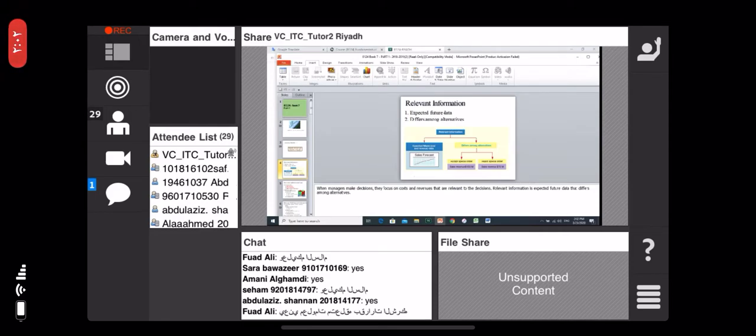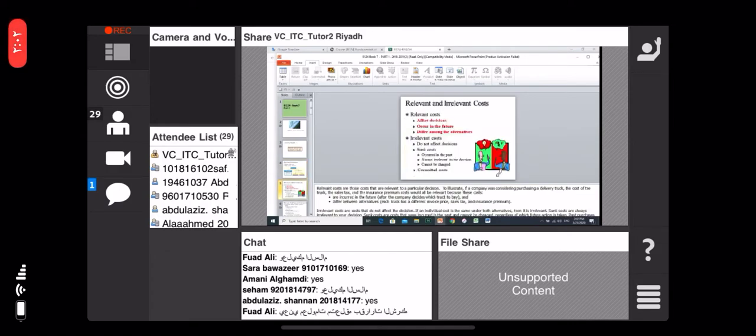So relevant information means it affects your decision. How does the information affect your decision? We need to have two conditions. First condition, relating to the future. Second condition, differing among alternatives. We have multiple alternatives. Clear? So this means this is relevant information. As you see the screen, is the PowerPoint clear for you?